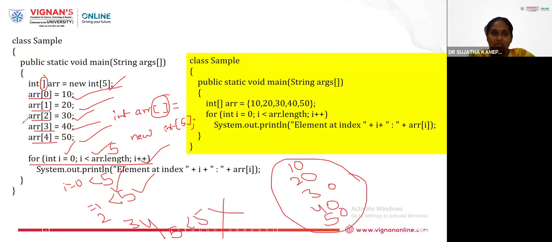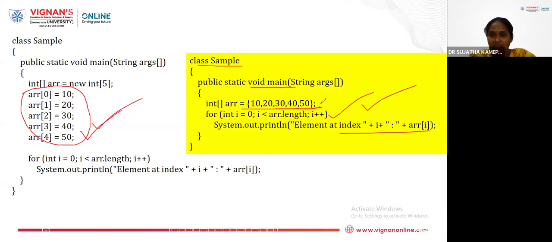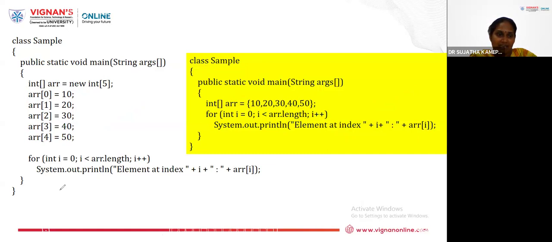Right. Now the same program, whatever program we have written here, can be written like this as well. So here you can see class Sample, main method. Now here I declared the array like this. Here I declared the array like this. Now here we printed the values. Like how we are taking each element one by one, like this also we can take, or they can be represented in a single line. All the elements can be declared in a single line. Like this also we can take the array elements.